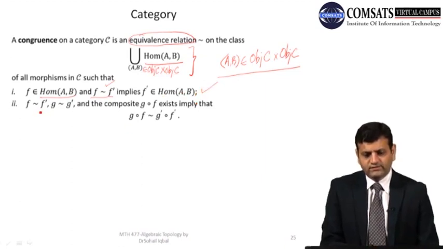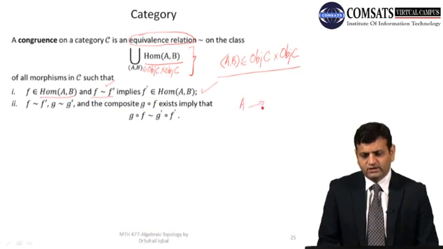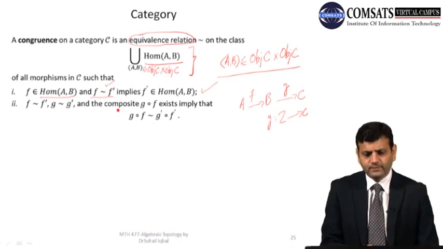The second condition is if F is equivalent to F prime and G is equivalent to G prime and the composition G circle F exists. Whenever we say the composition exists, it means that F is a function from A to B and G is a function from B to C. Of course we can't take the composition if G is not a function from B to C, and for example if G is a function from some set Z to C, then we can't take the composition. If it exists, then it implies that G circle F is equivalent to G prime circle F prime. So these two compositions are equivalent as well.